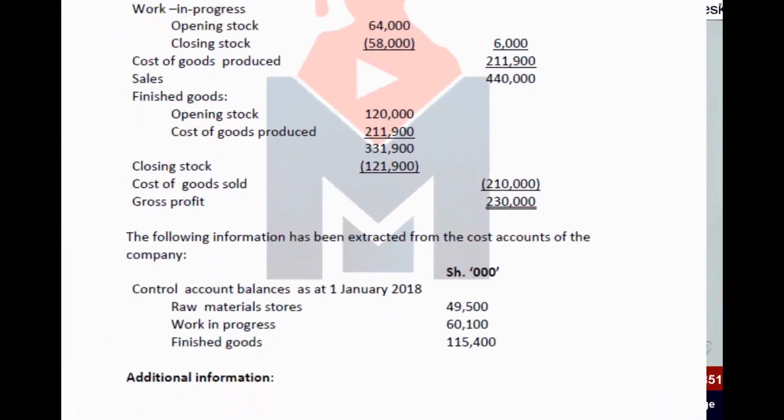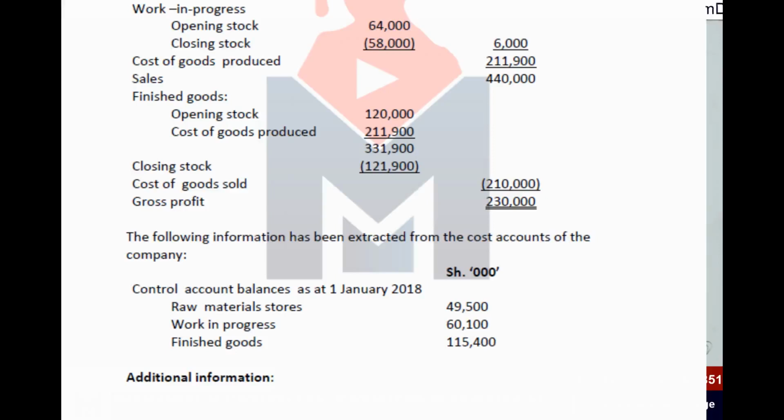You are told that control account balances as at 1st January 2018 were given for raw material stores, which is 49,500, work in progress 6,100, and finished goods 115,400. So these are the accounts that I'll be having as opening inventory: 49,500 for raw materials, work in progress 6,100, and for finished goods I'm given 115,400.